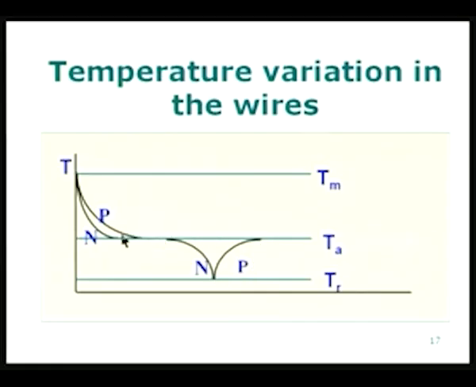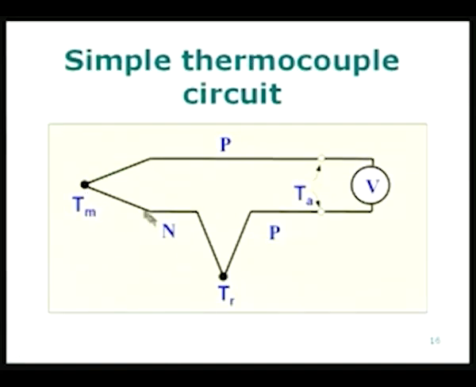Actually, the distance between the junction P and the Tm, and between this junction and the voltmeter, may be quite large. For example, if I am using a very thin wire of diameter, let us say 0.1 or 0.5 millimeter, the length of the wire may be 1 meter, in which case it is very far off. The length of the wire is very large compared to the cross sectional diameter of the wire.